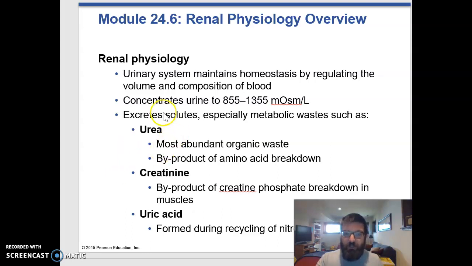But the most abundant and most important nitrogenous waste is urea. And urea is created when we break down amino acids. We talked about in chapter 23, when you break down amino acids, you have to deaminate them, meaning take the amino group off, the NH2, and that becomes ammonia, which we then transform into urea, which is a less toxic version.